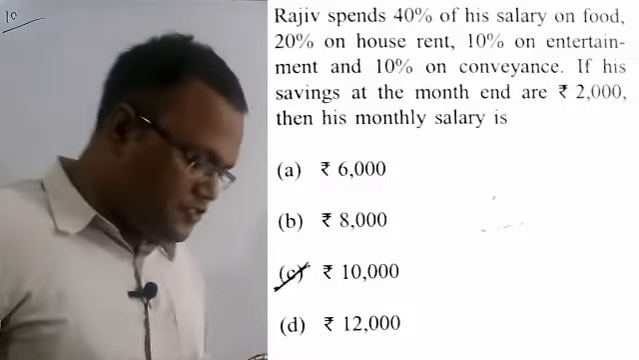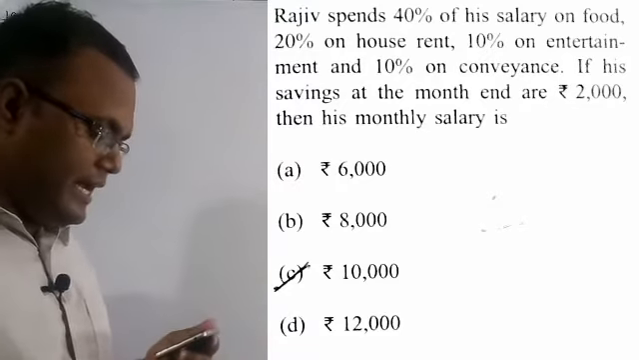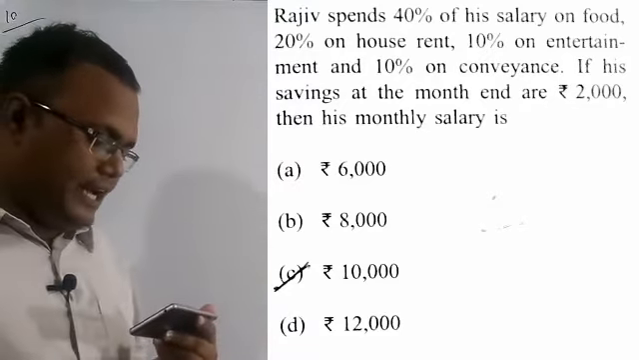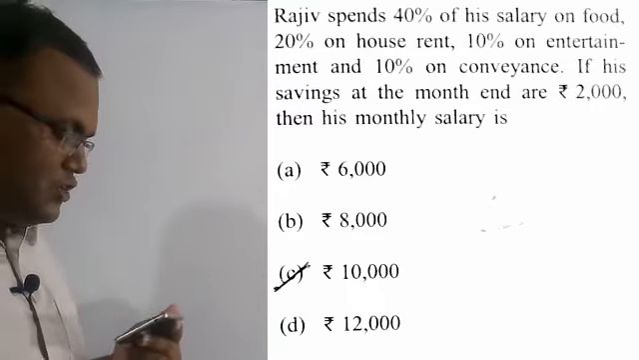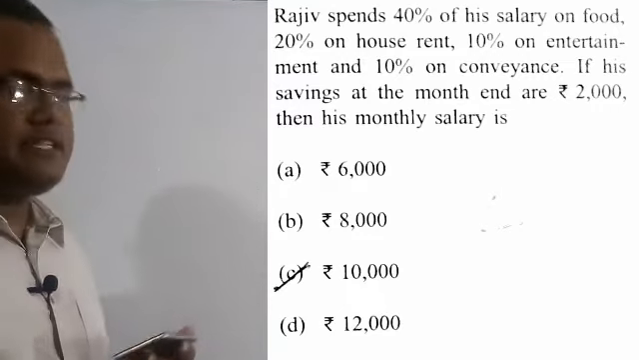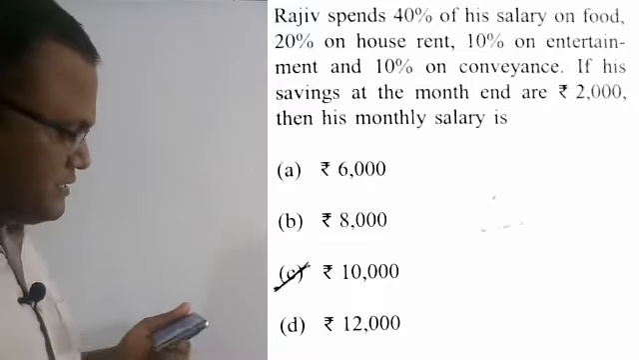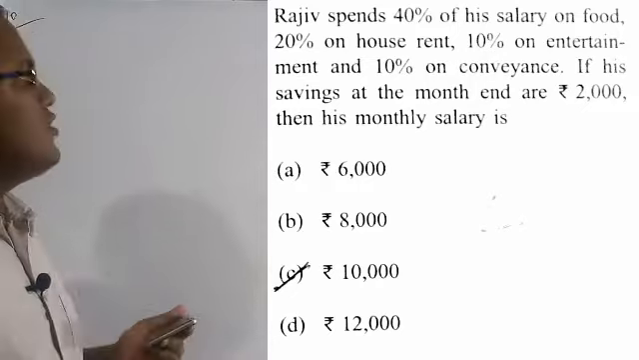Now we are going to solve the last question of this lecture. Raju spends 40% of his salary on food, 20% on the house rent, 10% on entertainment and 10% on conveyance. If his savings at the month end are 2000 rupees, then what is his monthly salary? Option C, 10,000 rupees, is the correct solution. So let's solve this numerical.